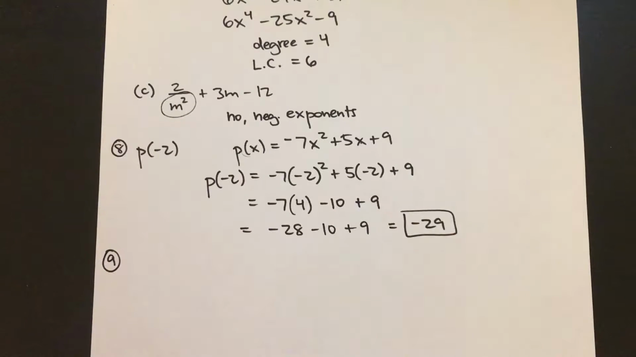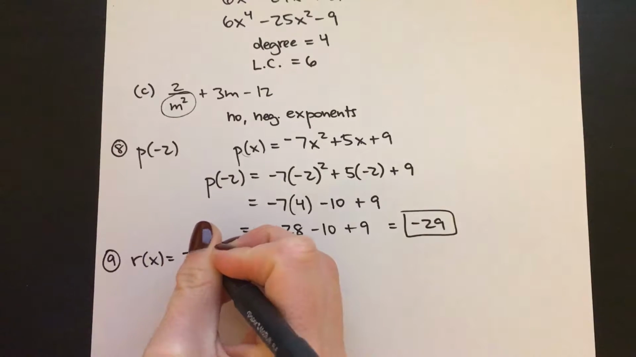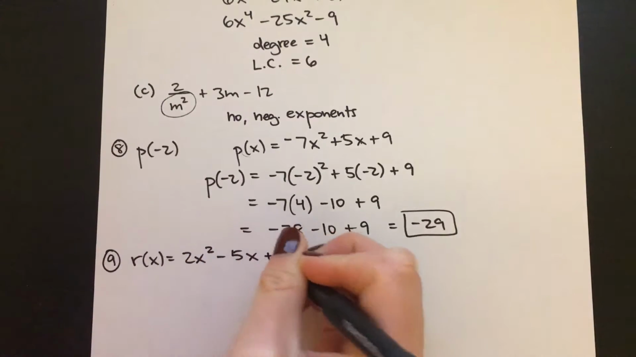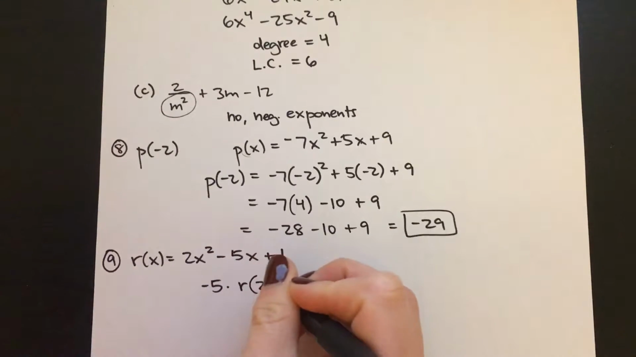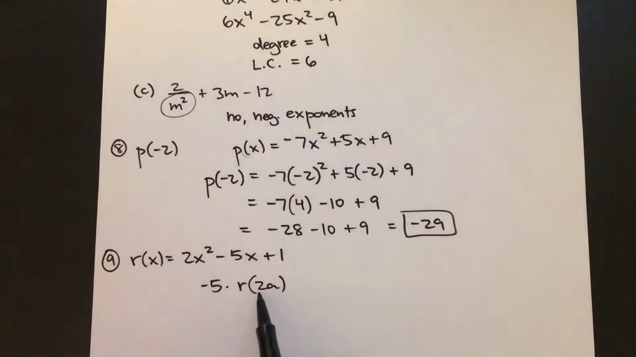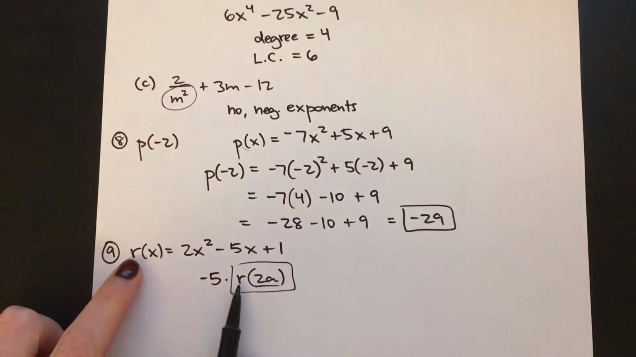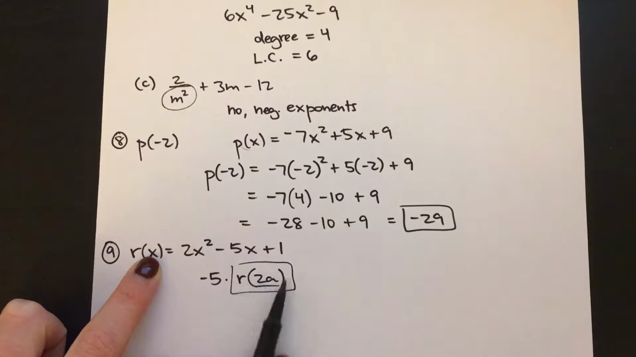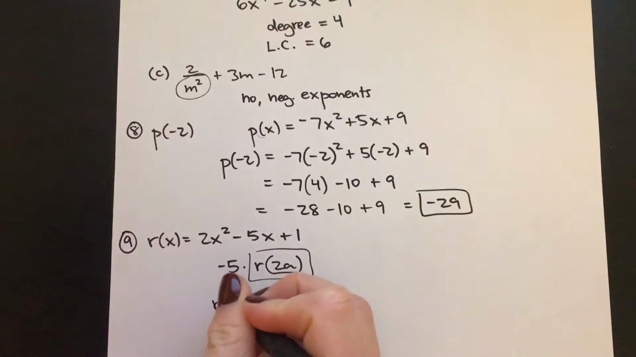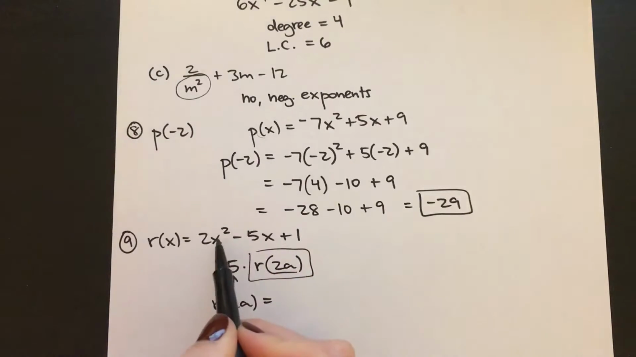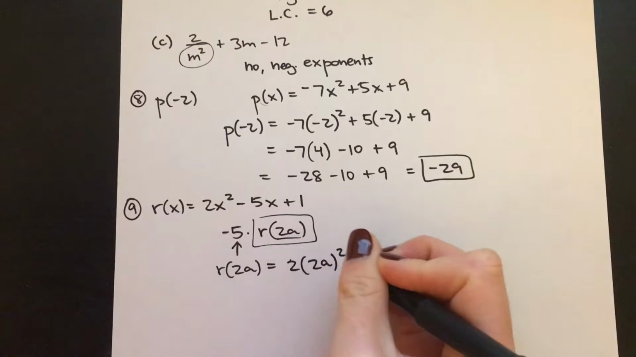All right, number 9. Similar, but this one's going to be a little bit more complicated because I'm plugging in something more than just a number, which you should definitely know how to do. Okay, so I'm going to find -5 times r of 2a. Okay, so remember order of operations says we take care of exponents first, so we're going to worry about this part of it first. So remember, this notation means I use my function r, but every time I see an x, I'm going to replace it with a 2a, and then I'm going to come back for this -5 in just a minute. So let's focus on just this part of it first. So I go into this function right here. Every single time I have an x, I'm going to replace it with a 2a.